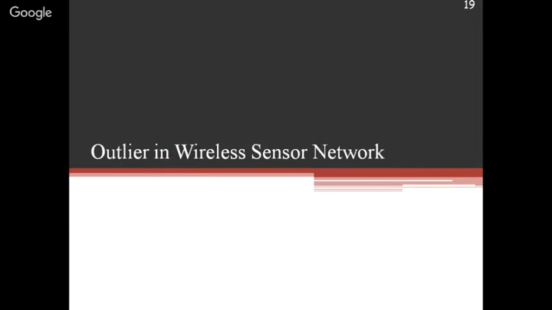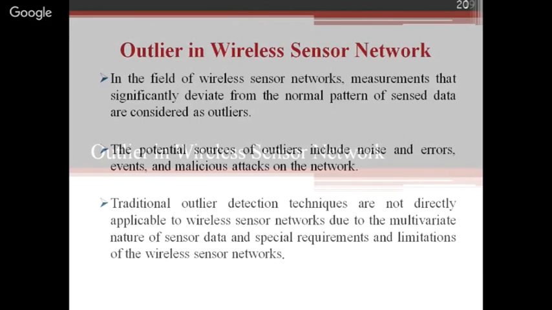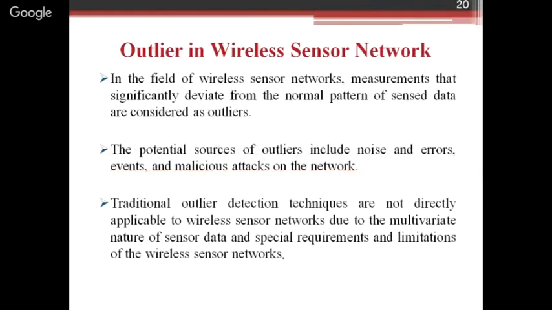What is an outlier in a wireless sensor network? Outlier means the sensors are measuring something, and the sensed data deviates from what you are trying to get from your wireless sensor network. It deviates from its normal pattern. In a simple sense, you're getting an error: you're trying to measure one thing and you're getting something else. That comes under the category of outlier.